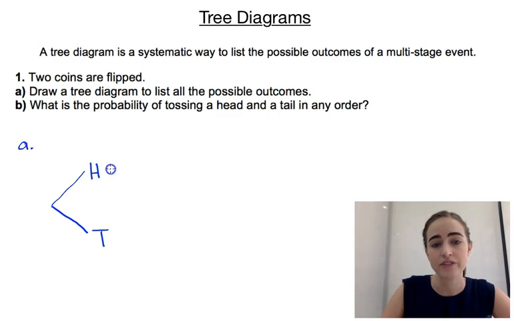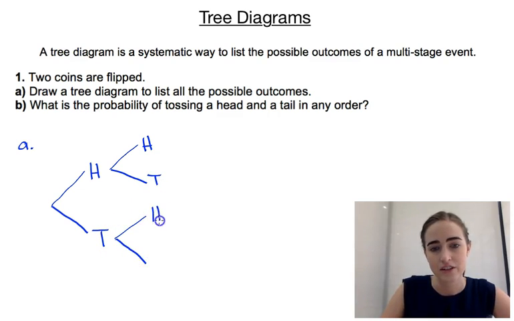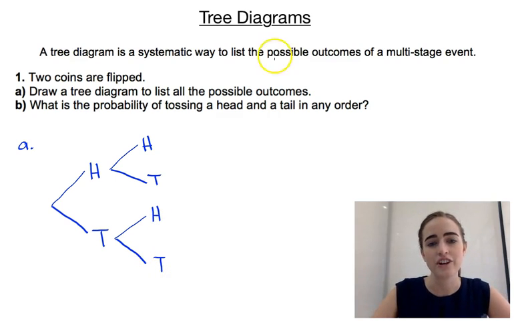So even if we got a heads for the first one, we can get a heads or a tails on the second one. And if we got a tails first, we can still get either a heads or a tails on the second one. So when you're drawing your tree diagram, you're trying to get every column to line up roughly, so it makes it a little bit easier to read. So then just off to the side, we can list those outcomes by reading along the branches.